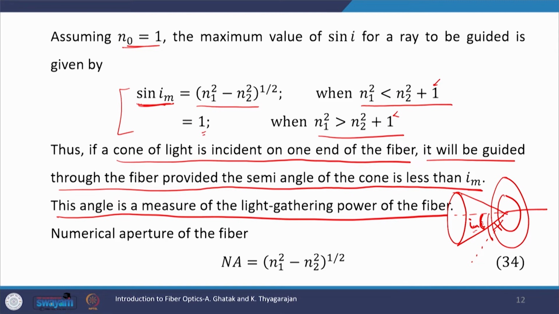Now, since we see that this term on the right hand side plays a decisive role, we name it the numerical aperture of the fiber, and it measures the light gathering power of the fiber. NA, the acronym for numerical aperture, is therefore defined as the square root of N1 square minus N2 square, where N1 and N2 are the refractive indices of the core and cladding respectively.